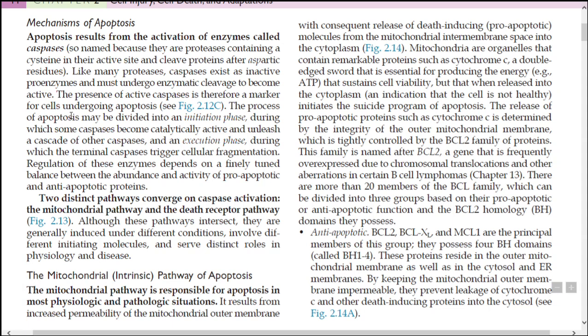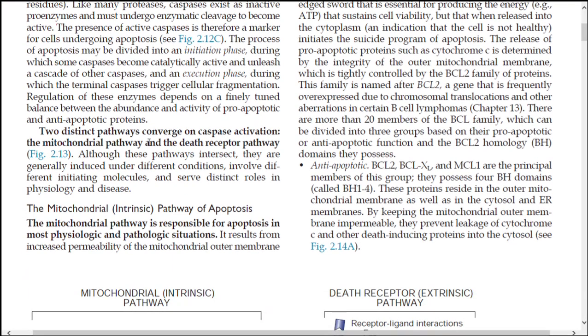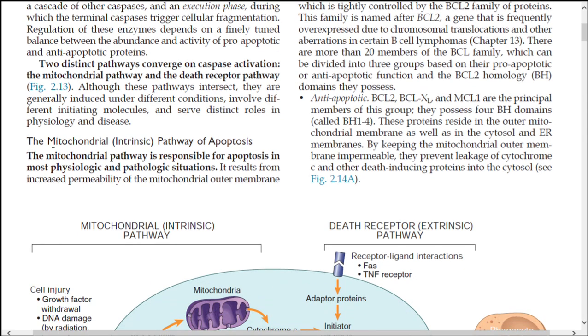Apoptosis is divided into an initiation phase, during which some caspases become active, and an execution phase, during which the terminal caspases trigger cellular fragmentation. Two distinct pathways converge on caspase activation: the mitochondrial pathway and the death receptor pathway. Let us see what these two pathways are. First, the mitochondrial, or intrinsic, pathway of apoptosis is responsible for apoptosis in most physiologic and pathologic situations.